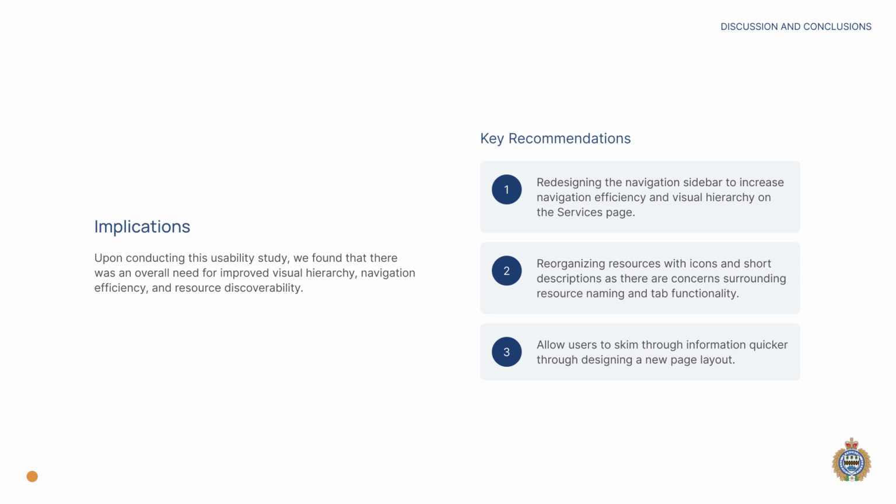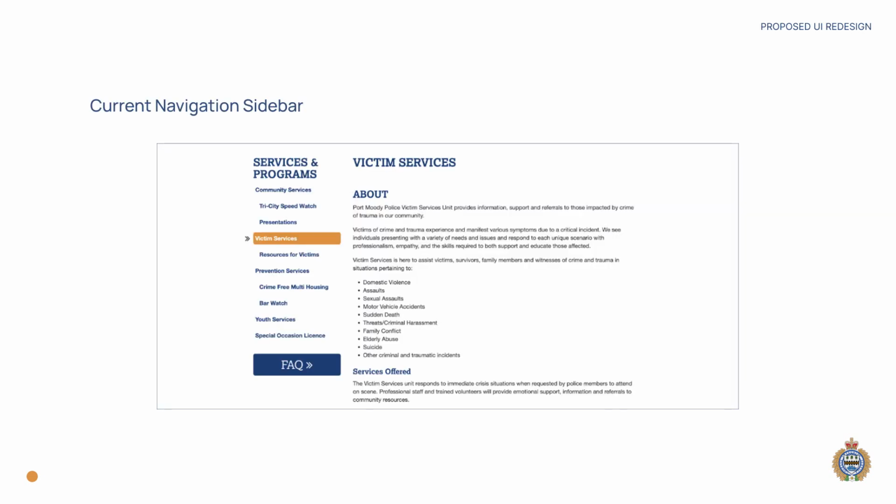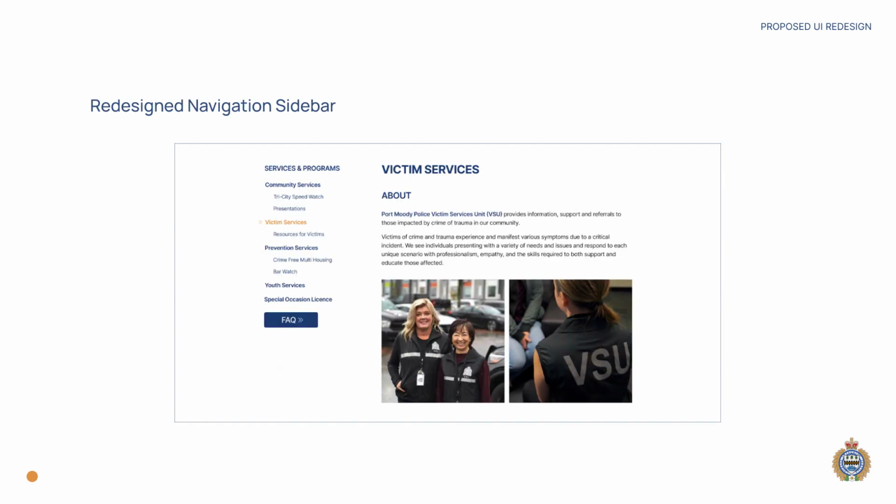And now we will talk about how these implications would look like in our mockups. So the current services page lacks visual hierarchy, specific resources, and there are some challenges in navigation as well as the unclear resource naming issue. Overall, the participants found it particularly difficult to discover certain resources during the usability tasks and reported issues related to website fluidity and navigation. We recommend redesigning the services page navigation sidebar to improve visual hierarchy and efficiency.